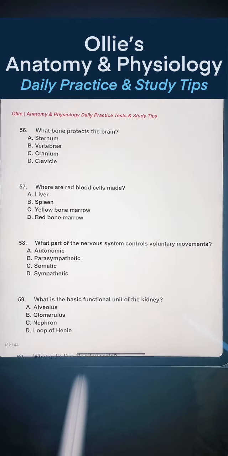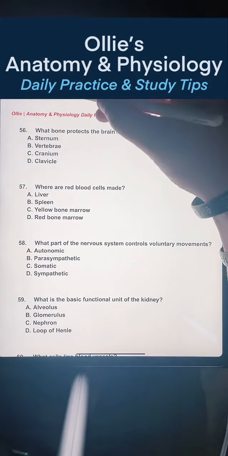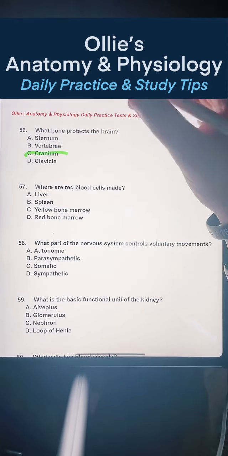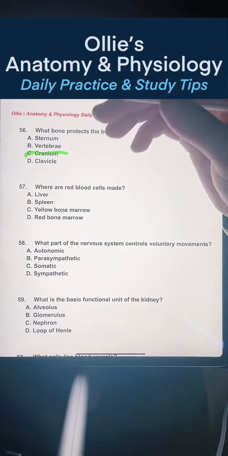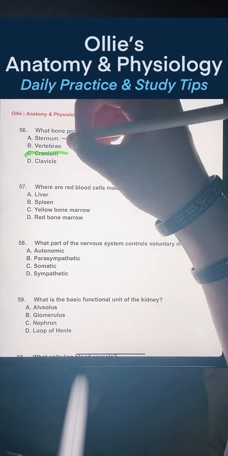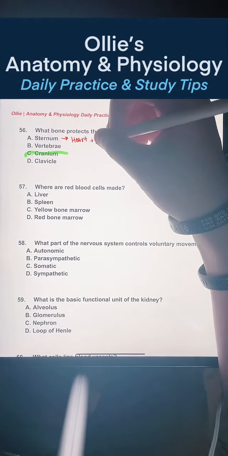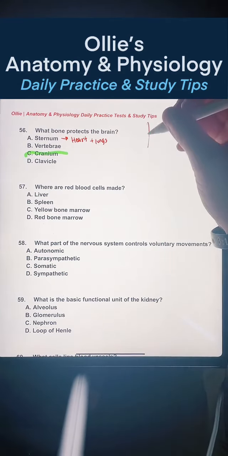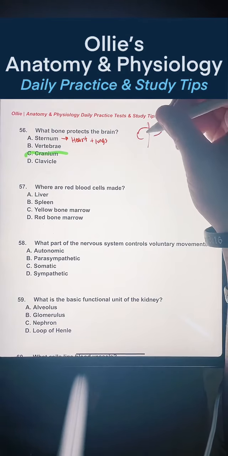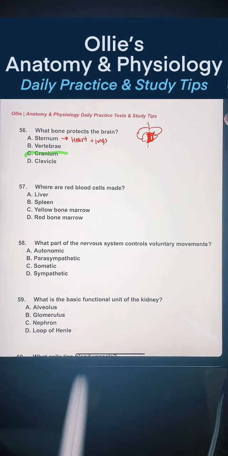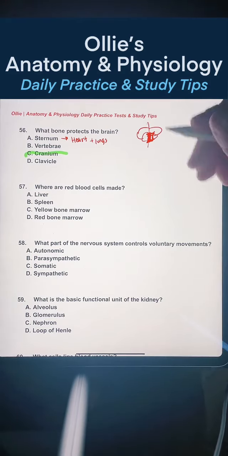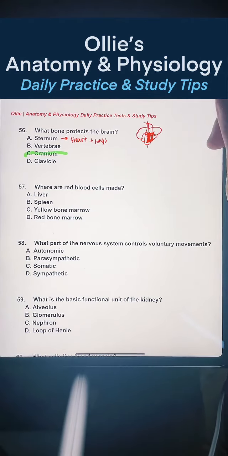But number 56, what bone protects the brain? It's the answer choice C. It is the cranium. The cranium, which is part of the skull, encases and protects the brain. The sternum is going to protect your heart and your lungs. If you have your spine and then your ribs that come around, the sternum is kind of in front here, like your breastbone. Your vertebrae protect your spinal cord, as we talked about back here, and the clavicle is going to connect your sternum to your shoulder, actually.